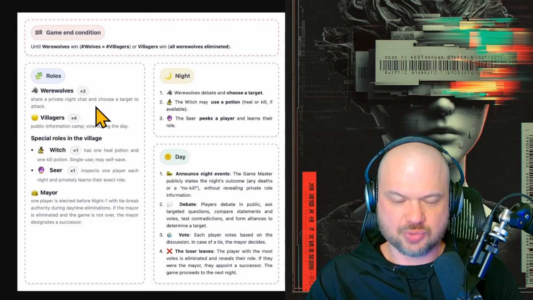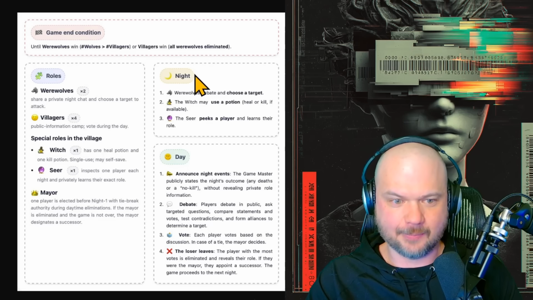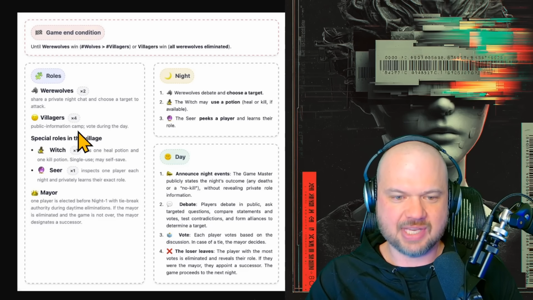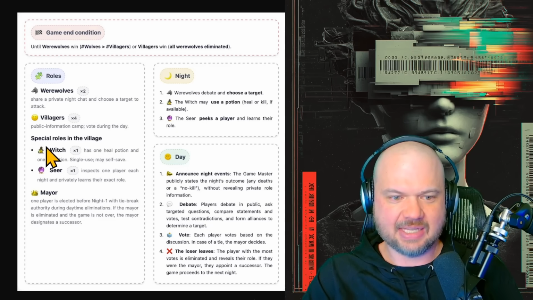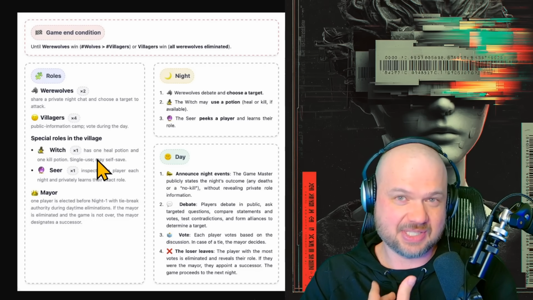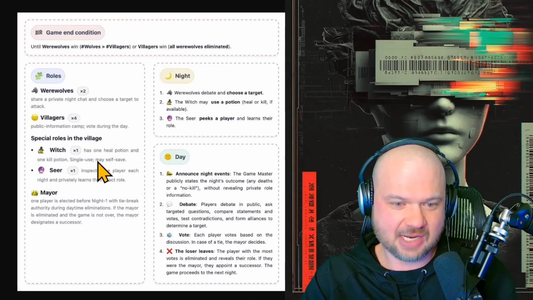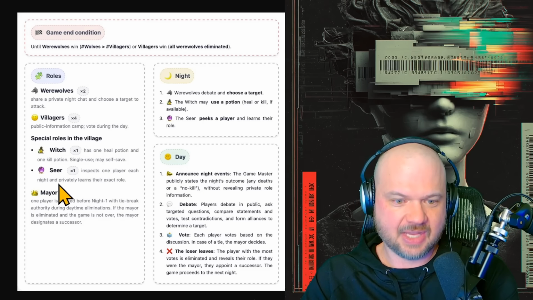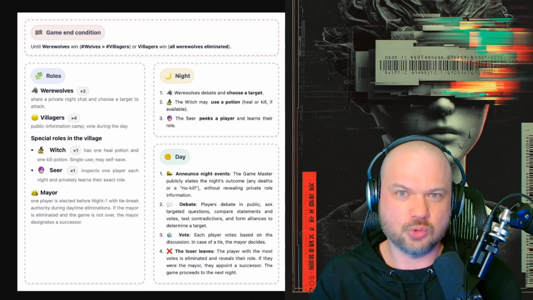So here are the roles. We have two werewolves, right? So they share a private chat and choose targets to attack during the night cycle. There are four villagers, public information camp, they vote during the day, and they also have special roles. Like the witch, which has one heal potion to basically save somebody from a werewolf attack, or one kill potion, and the seer, who can inspect one player each night and privately learn what their real role is.